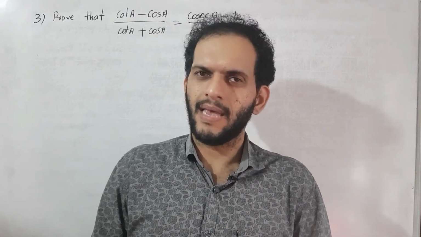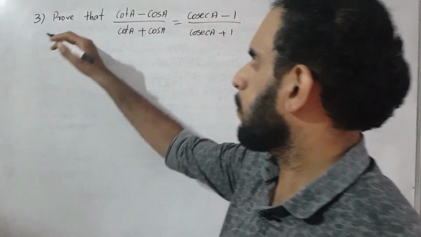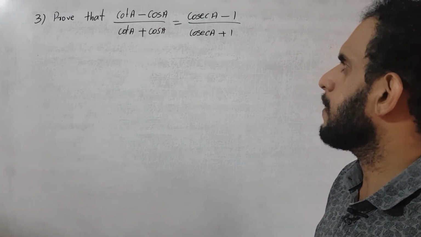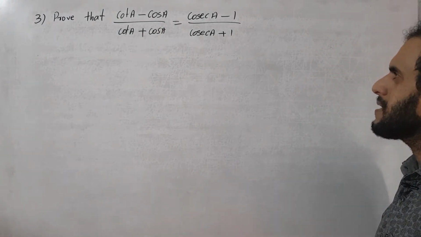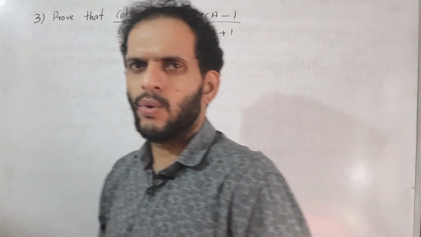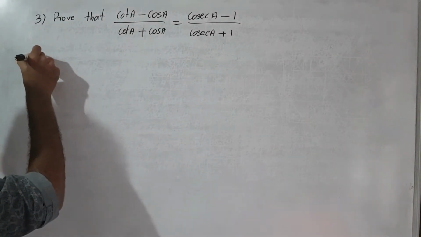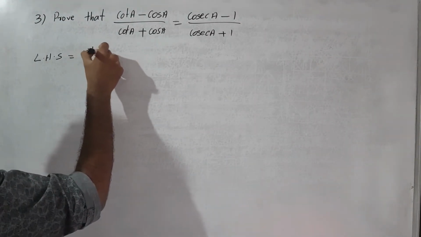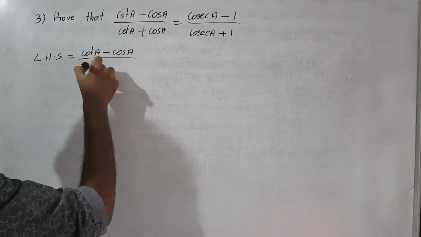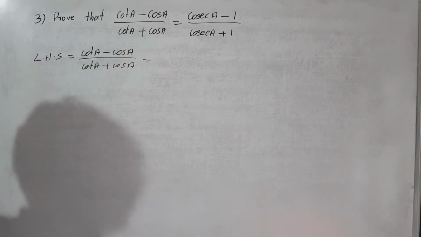Here also we follow the same idea, we start from the LHS. What is the question? The question is, prove that cot A minus cos A by cot A plus cos A is equal to cosec A minus 1 by cosec A plus 1. Okay, so what is first? We start from the LHS. Then LHS is equal to cot A minus cos A by cot A plus cos A. Okay, is equal to, what is next?